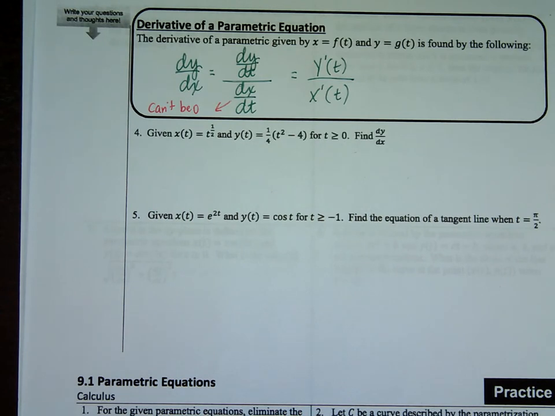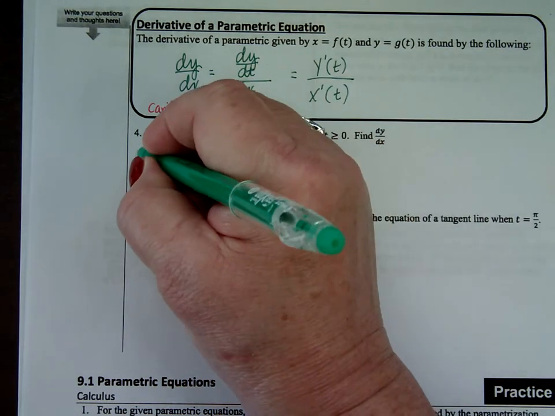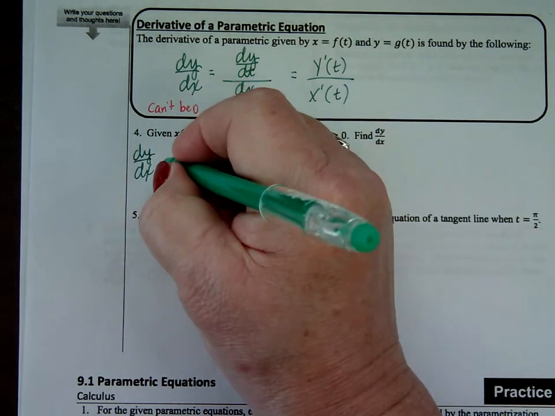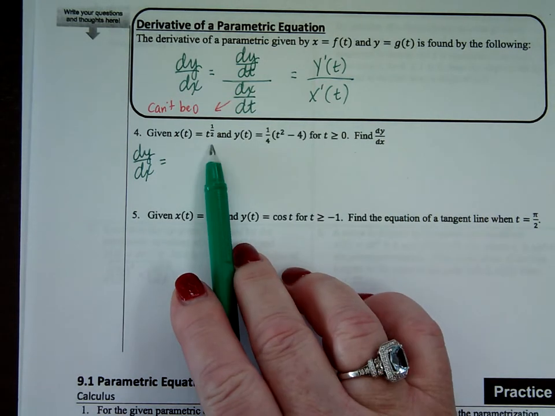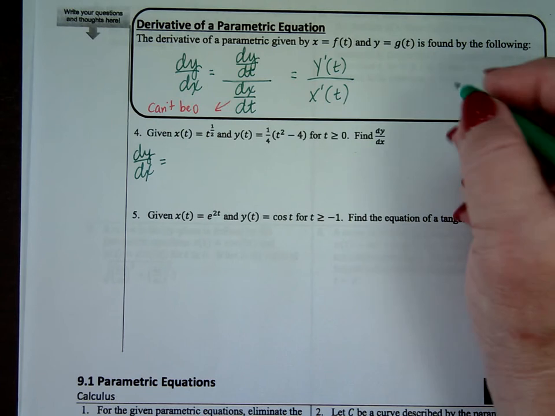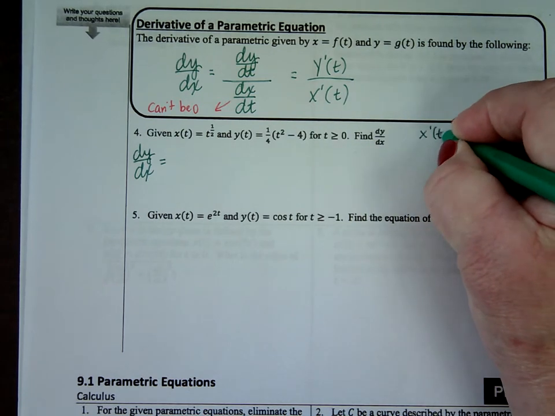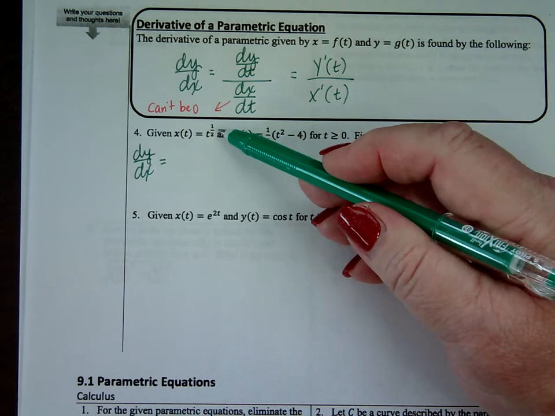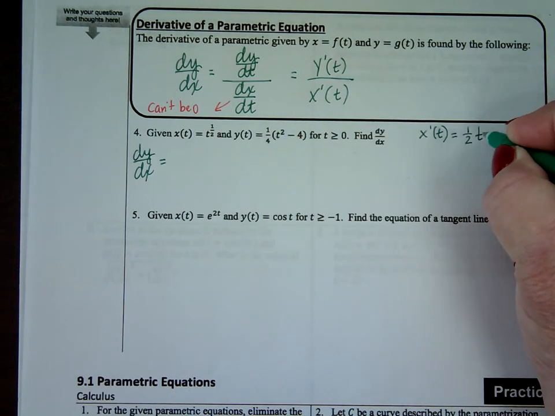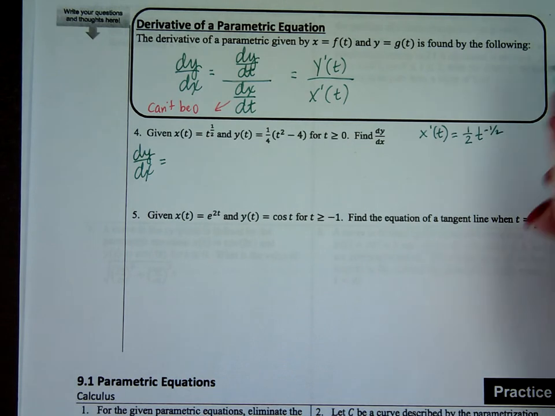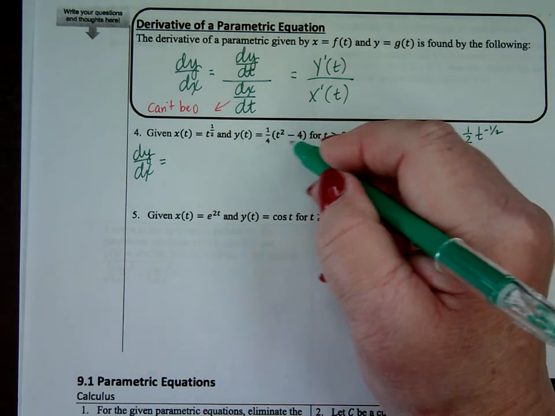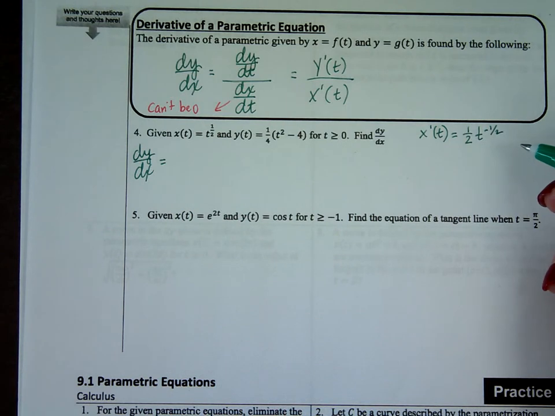So here we go. We're going to try it. Given x of t is t to the 1/2, y of t is 1/4 t squared minus 4, for t is greater than or equal to 0, find dy over dx. So we want to find dy over dx. Dy over dx equals. I need to have the derivative of this guy and the derivative of this guy. So maybe I go off to the side here and I figure out x prime of t. Well, the 1/2 comes down in front. I'm power ruling. T to the negative 1/2. Cool. For this guy here, I think I might distribute the 1/4 before I try to take the derivative, because otherwise it gets a little bit funky.